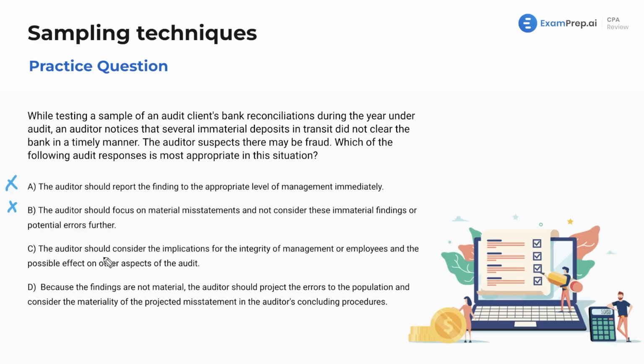Next, we have the auditor should consider the implications for the integrity of management or employees and the possible effect on other aspects of the audit. That sounds like a well-rounded, precise answer, but let's keep reading. Next, we have because the findings are not material, the auditor should project the errors to the population and consider the materiality. Important point: when it comes to fraud, materiality is not important. Fraud needs to be investigated.